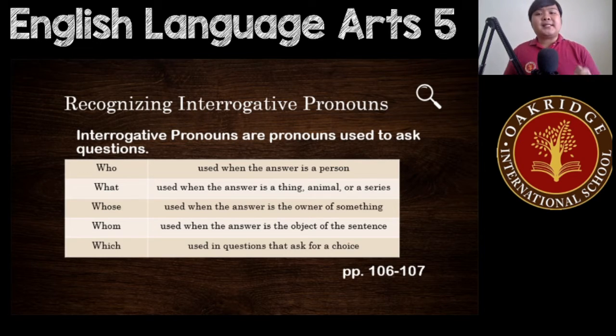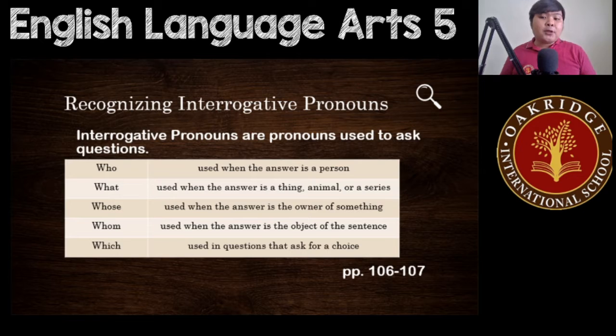Okay, guys, a series is a group of nouns all combined by the word and. So example, the cat, the dog, and the chicken. That is a series, a group of nouns that are combined by the word and. Next, how about whose? Whose is used when the answer is the owner of something. This is used for possessive pronouns, possessive determiners, or even nouns that show possession or nouns that are in their possessive form.